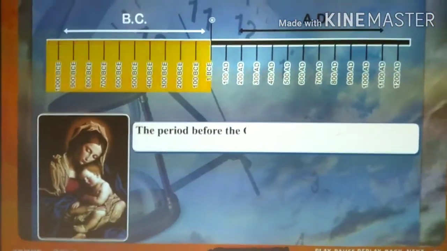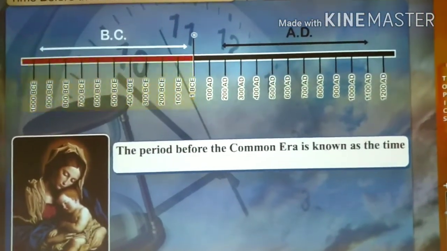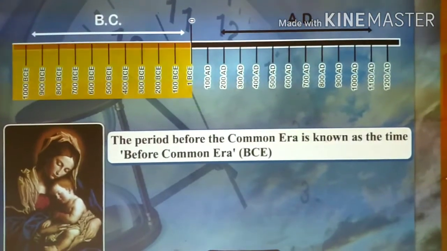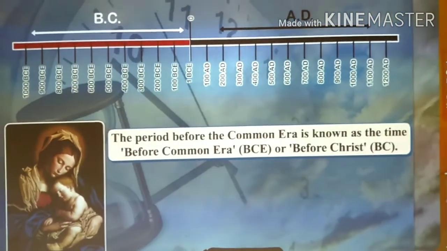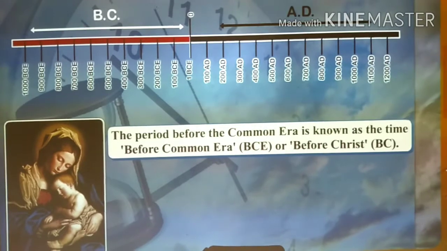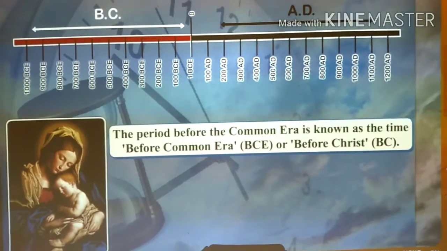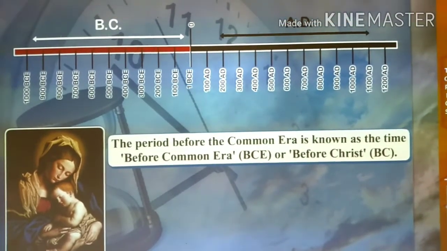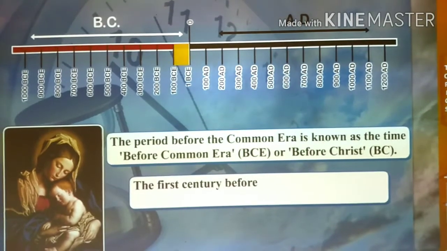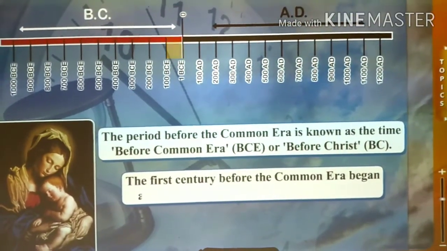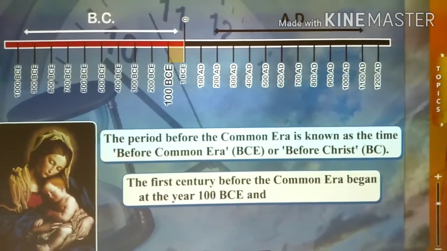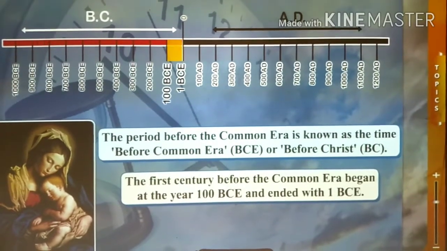The period before the Common Era is known as the time before Common Era, BCE, or before Christ, BC. The years of this period are counted and written in reverse order. The first century before the Common Era began at the year 100 BCE and ended with 1 BCE.